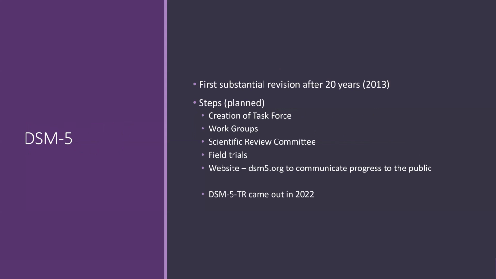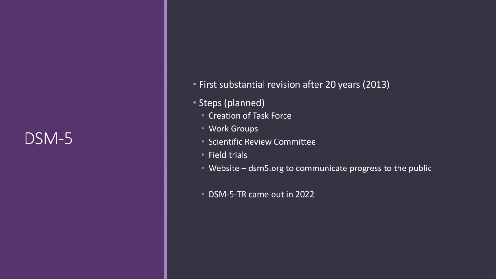So then that brought us to the DSM-5, which was the first substantial revision after 20 years. So the DSM-5 came out in 2013. This was kind of a big project in the works. They had planned all of these steps to really make the DSM-5 kind of like this new tool for people.